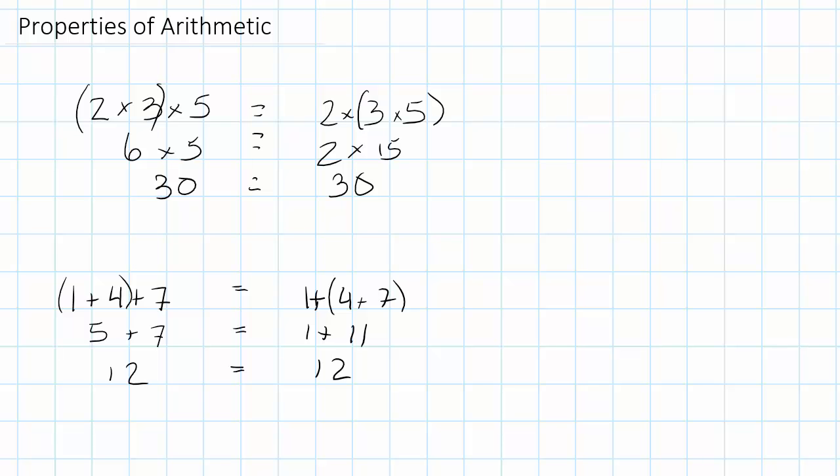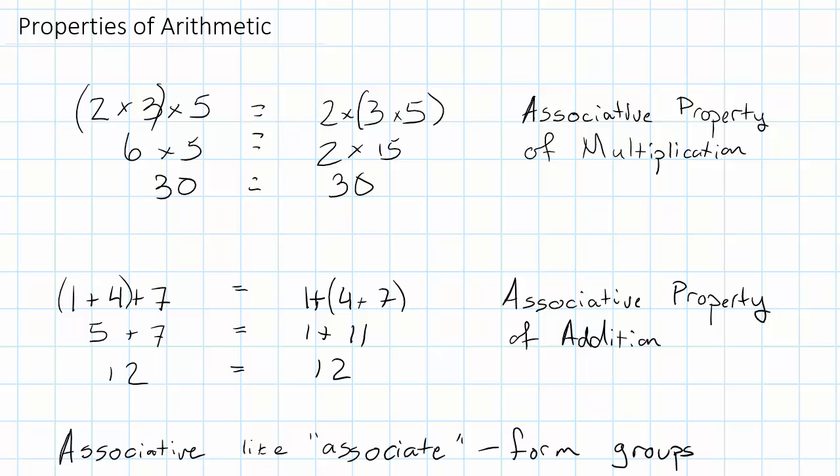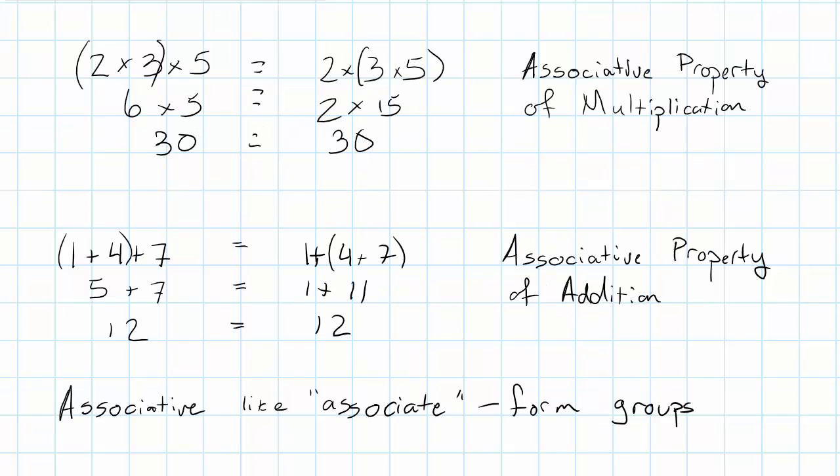This fact, that I can do the first multiplication first or the second multiplication first, is called the associative property of multiplication. And the fact that I can do the first addition first or the second addition first is called the associative property of addition. Think associative is like associate, to form groups.